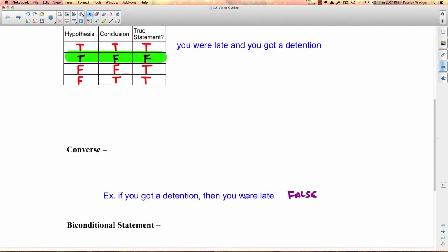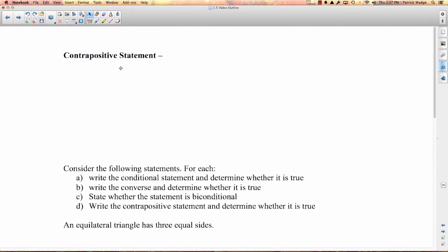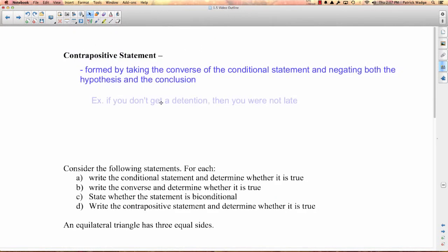And for the contrapositive, you take this hypothesis and this conclusion, and you negate them both. You make them both not. So it's going to be: if you did not get a detention, then you were not late. Okay, so let's write that down. If you did not get a detention, then you were not late. That's the contrapositive.